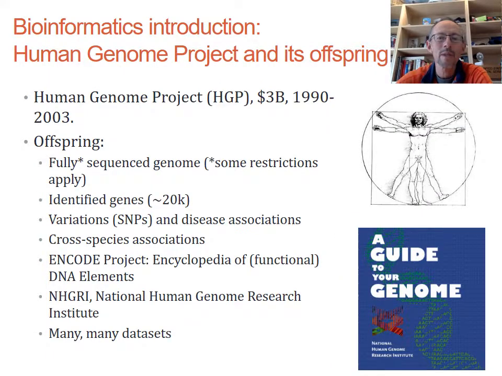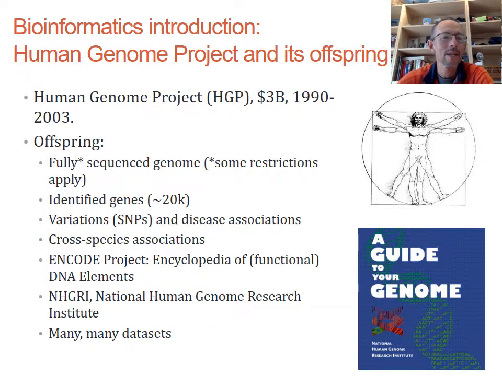So much of what we have in terms of data resources now are thanks to the Human Genome Project and its many offspring. So we need to talk about it a little. Human Genome Project, kind of a big deal. HGP, $3 billion, 1990 through 2003. Produced a fully sequenced genome with some asterisks, which I invite you to investigate.